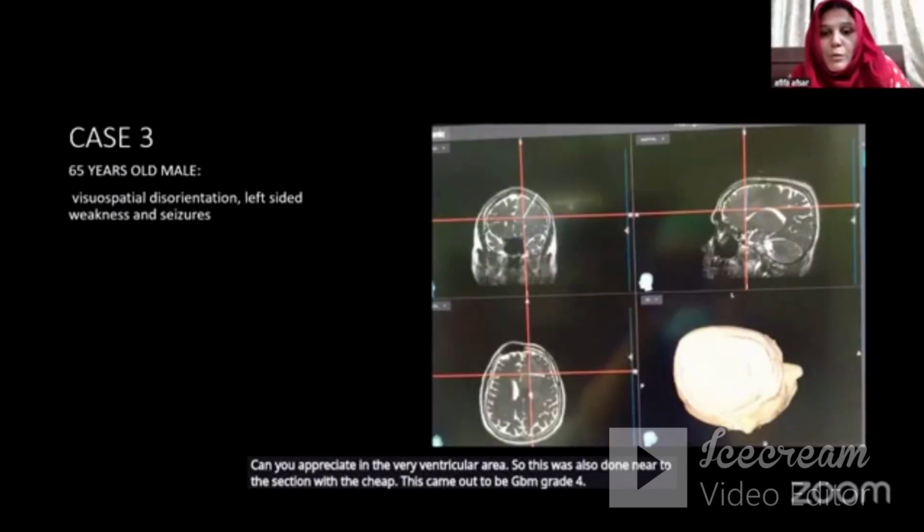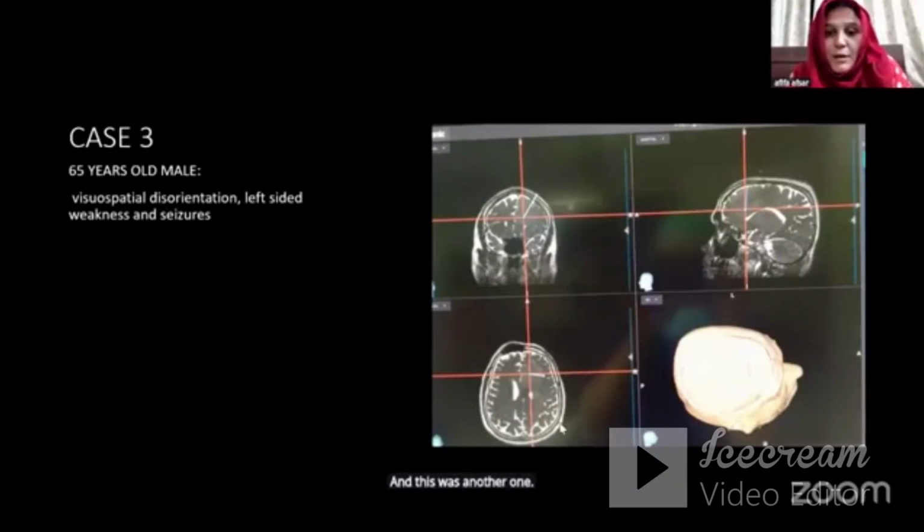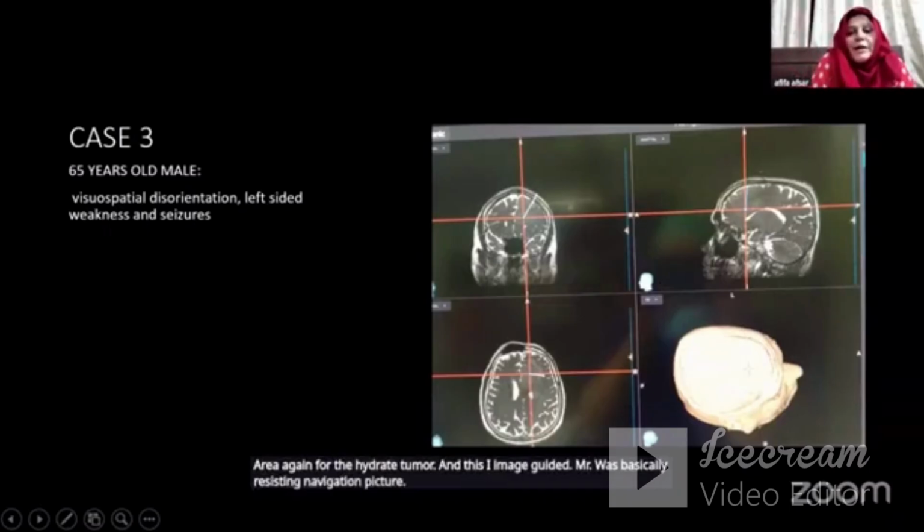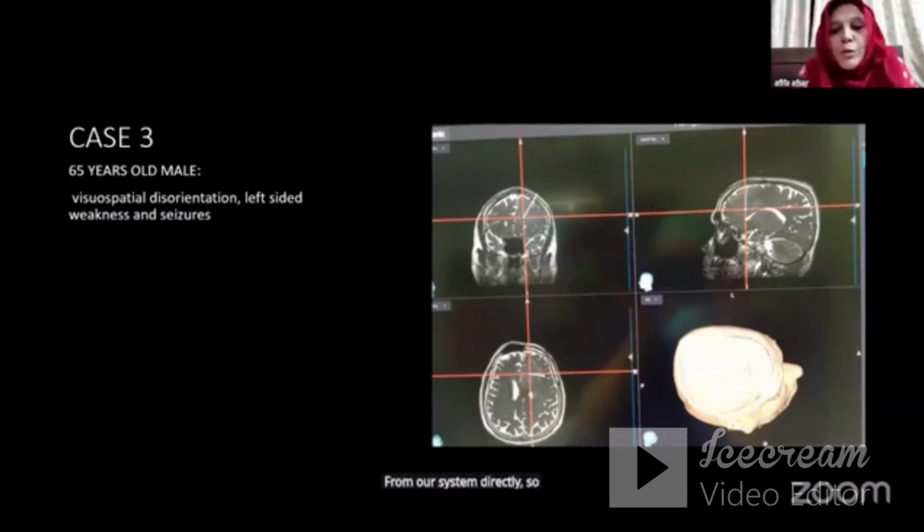And this was another one, in the subfalcine area. Again, it was a high-grade tumor. This is a stereotactic navigation picture from our system directly. This was done on a T2-weighted image because we knew that the lesion is contrast enhancing. So these were a few cases that we performed.